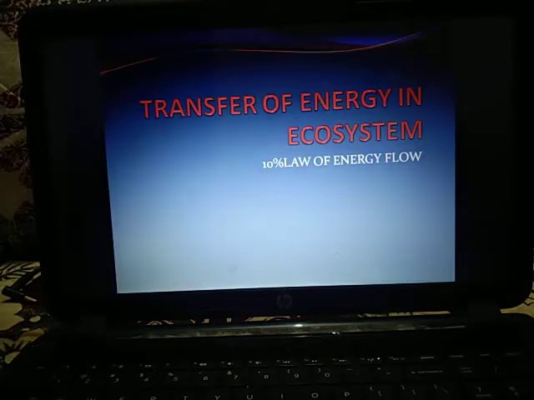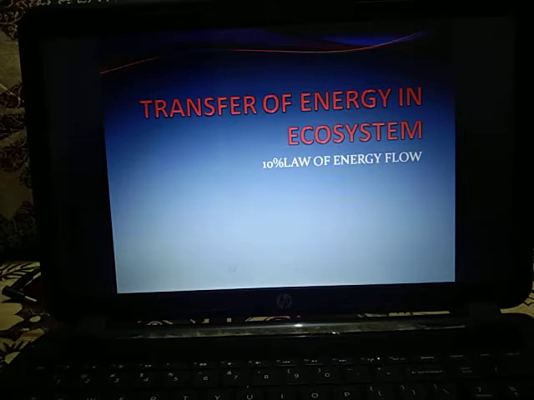Now dear children, let's do transfer of energy in an ecosystem. There is the 10% law of flow of energy. The energy flow model is a simplified representation of energy flow through an ecosystem. The sun is the main source of energy on the earth. About 1% of incident solar energy is utilized by the plant during photosynthesis.